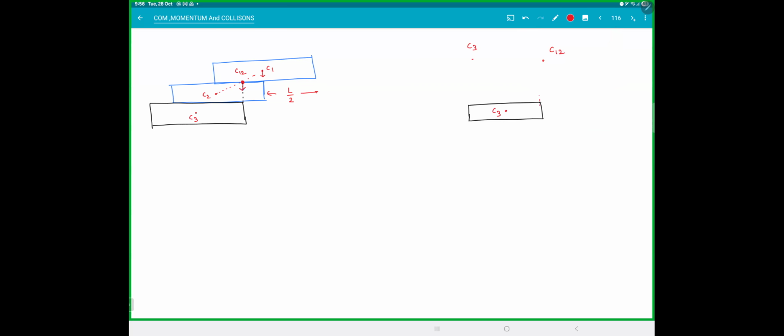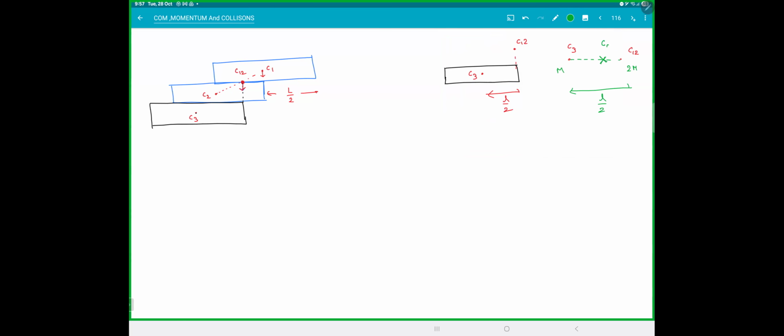This is C3. So exactly on top of it, you have C12. This distance is L by 2. Okay. So just for exaggeration, C12 and C3, this mass is 2m and this mass is m. And the distance between them is L by 2. Where will the center of mass be? The center of mass will be somewhere here, closer to this center of mass.